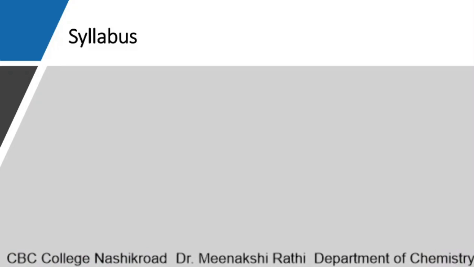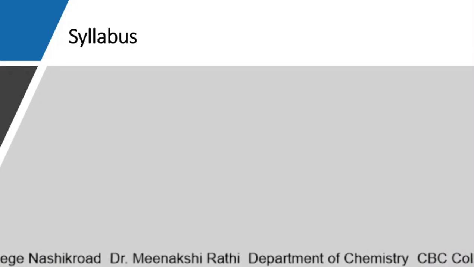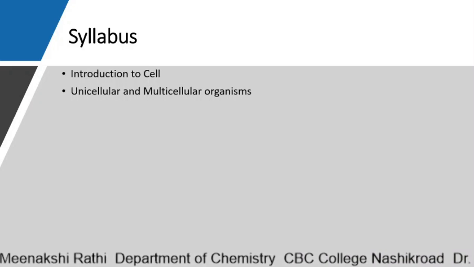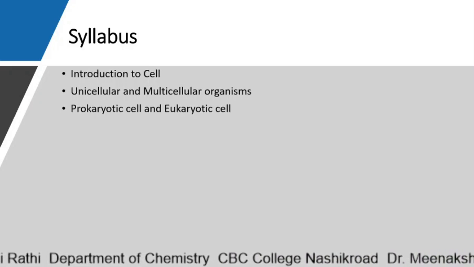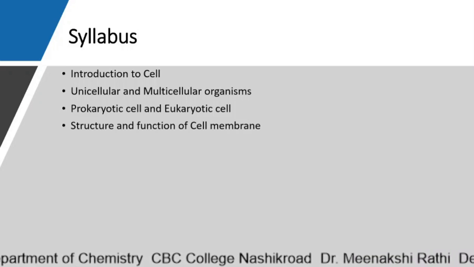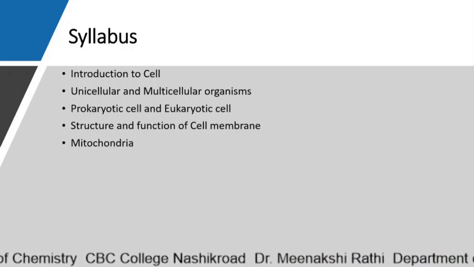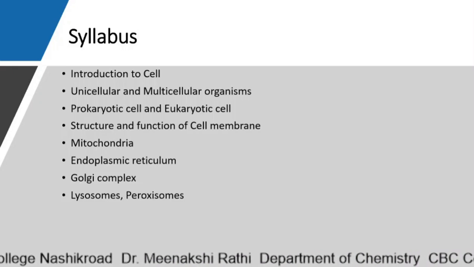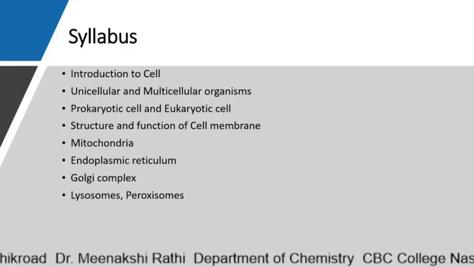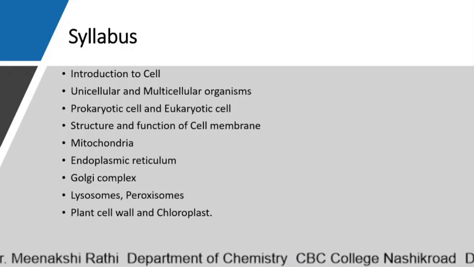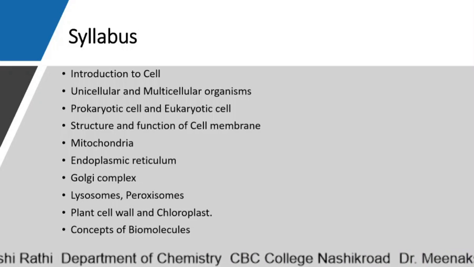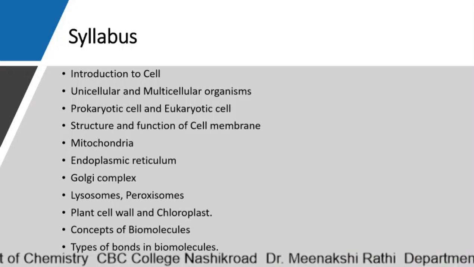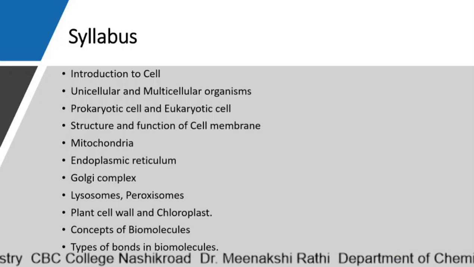Now under this chapter the syllabus for this chapter is Introduction to Cell, Unicellular and Multicellular Organisms, Prokaryotic Cell and Eukaryotic Cells, Structure and Function of Cell Membrane, Mitochondria, Endoplasmic Reticulum, Golgi complex, lysosomes, peroxisomes, plant cell wall and chloroplast, concepts of biomolecules and types of bond in biomolecules. So, these are the subtopics we are going to discuss under this chapter.